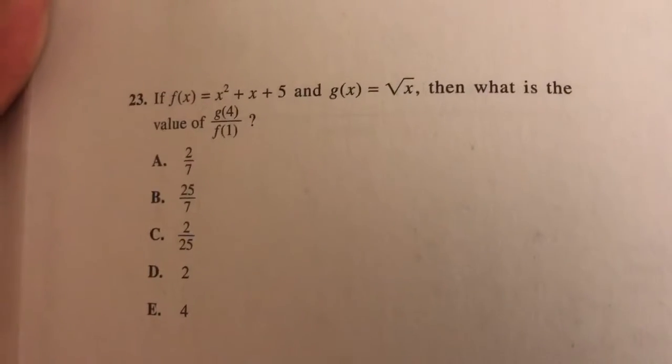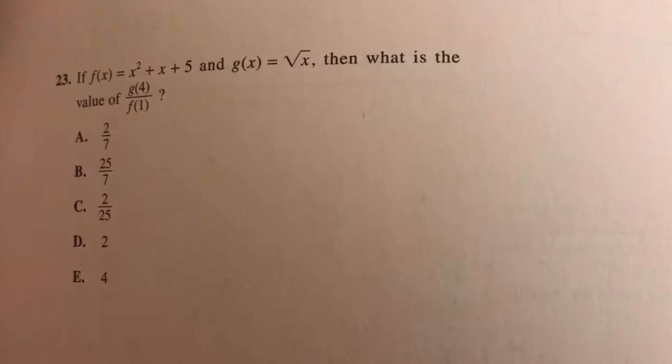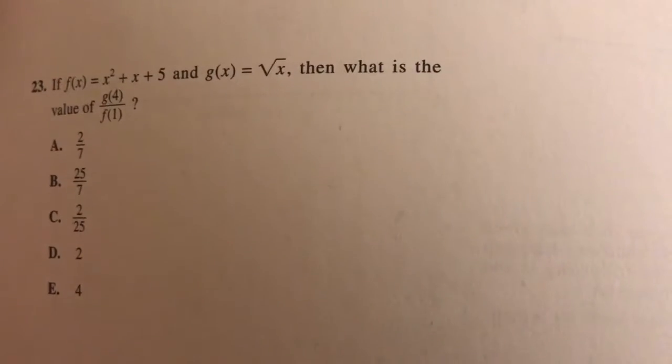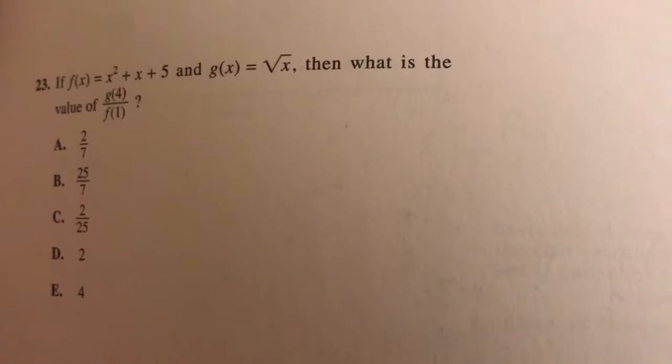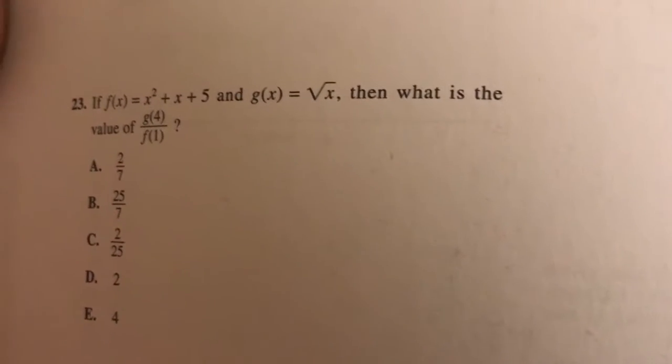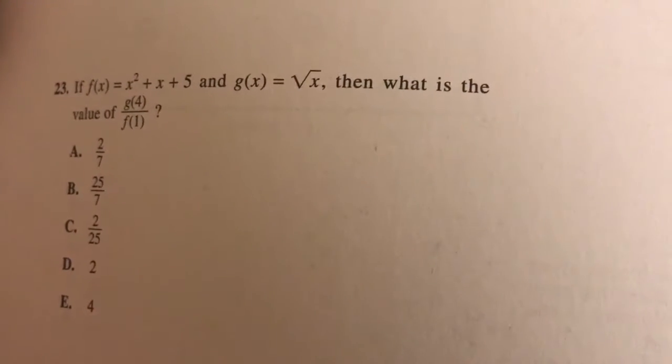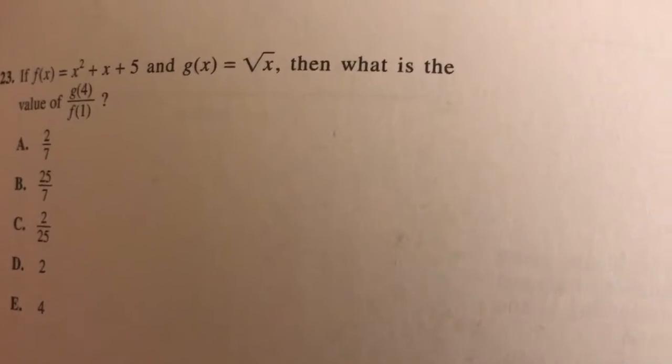We have, let's say we have two functions. One of them is f of x is equal to x squared plus x plus 5. And then we have g of x equals the square root of x. And then they ask for g of 4 divided by f of 1.